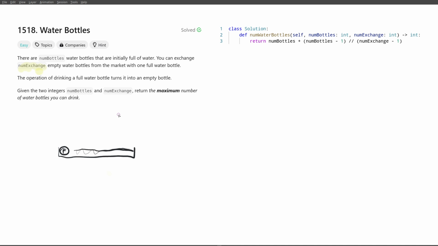And one way we can get around that is to just set one bottle aside at the beginning, and this will be the bottle that we can imagine will be filled up. So essentially we drink one water bottle, set it aside, and in every step we take num-exchange minus 1 bottles to fill up this bottle and drink it. And this leads to a simple one-liner solution. We drink all the bottles, then we set one bottle aside, and now for every group of num-exchange minus 1 bottles we can get a refill for that one special bottle.